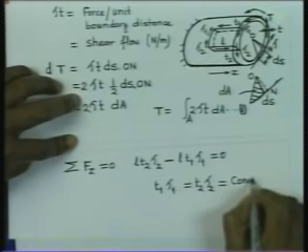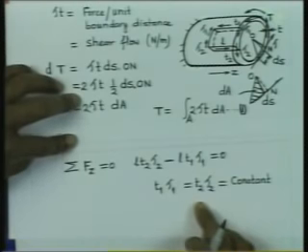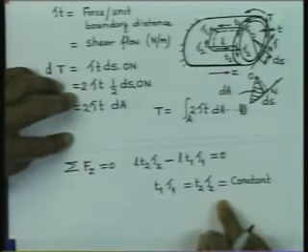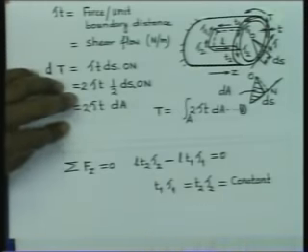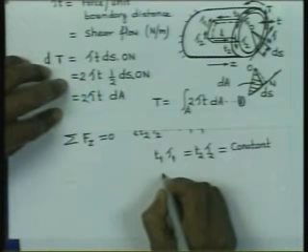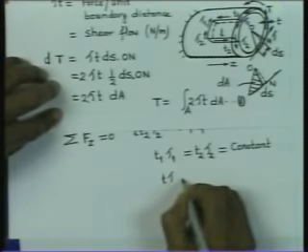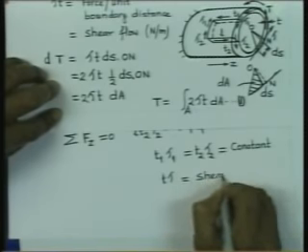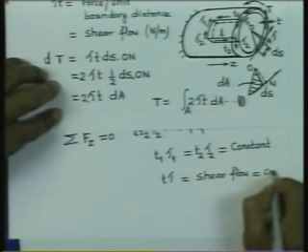We have taken two arbitrary points with thickness T1 and T2. So, it is true for any thickness that shear stress at the location multiplied by the thickness is a constant. This, therefore, we can write tau into thickness, which is shear flow, is constant.